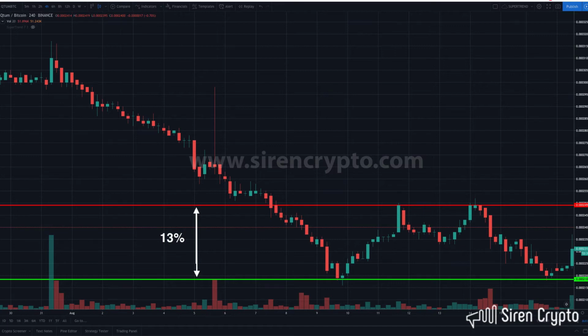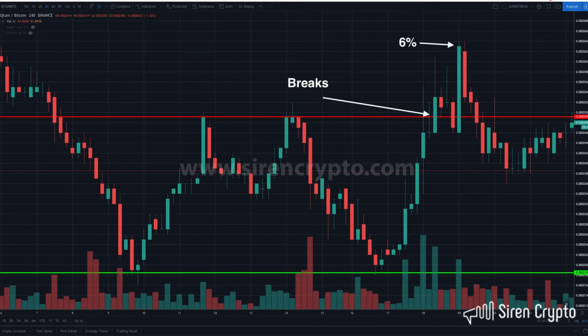We have 13% or so bouncing around in this channel. If it breaks, we could be looking for a similar size move. Let's jump forward in time now and see what happens next. Well, here's the break. This previous level that had been a problem, we see the market push through it. That is the completion of our double bottom.